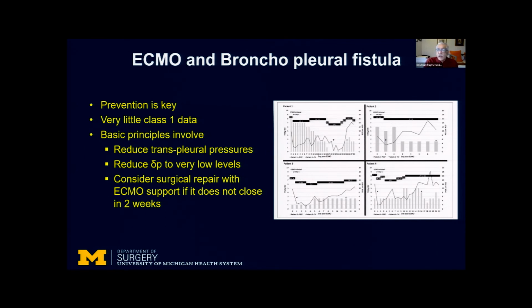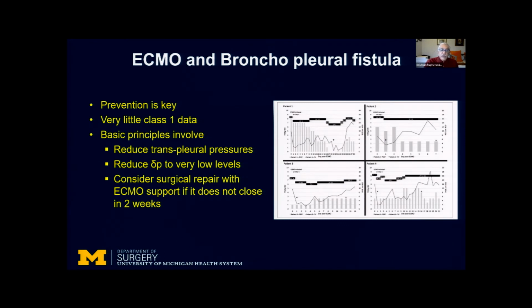Obviously, things become easier once the patient receives extracorporeal membrane oxygenation, and once ECMO is initiated, most people will reduce the transpleural pressures. The way to do that is by reducing your delta P, the difference between the peak pressure and the PEEP, to a very low level. Now, there is always this controversy as to which of these pressures is more important. Is it the PEEP or is it the delta P?